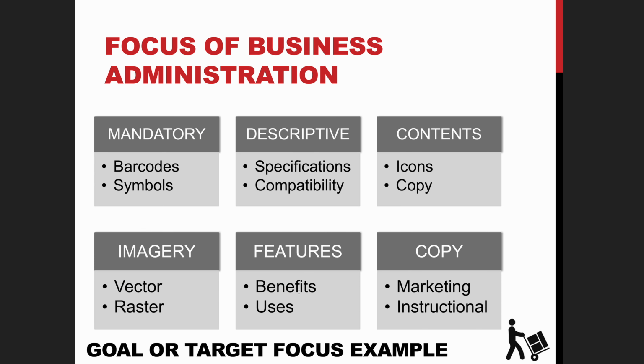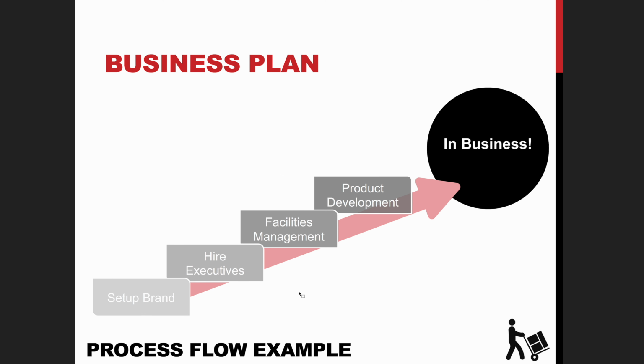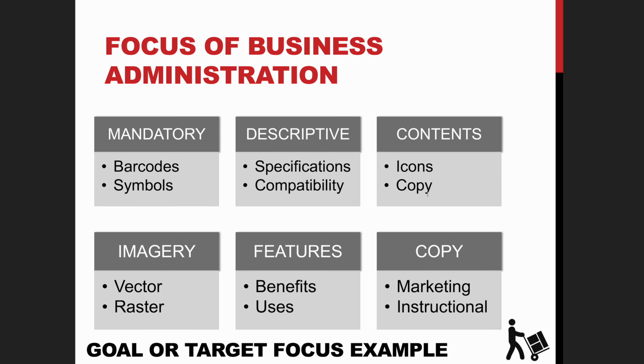A goal or target focus example could look something like this. So the focus of the business administration. These are some of the things that you want to think about. Process flow is like, what is your business plan? That's a good example. What's that process flow going to look like?